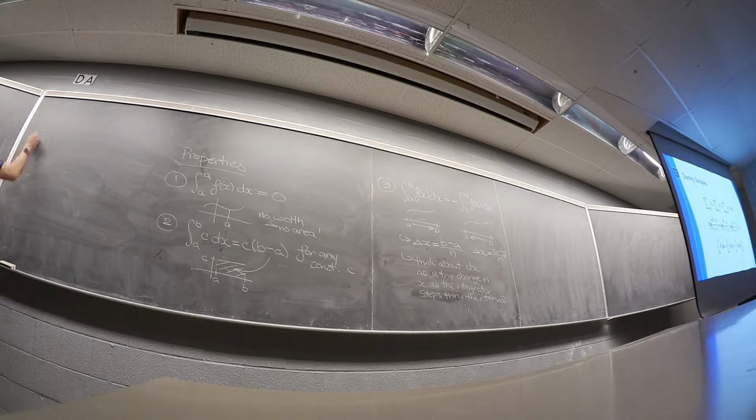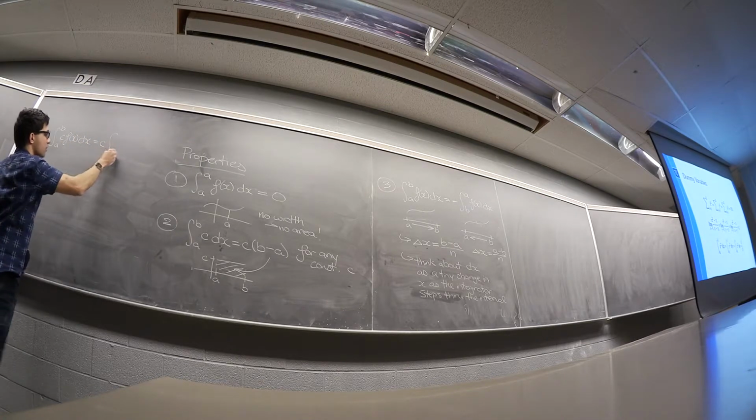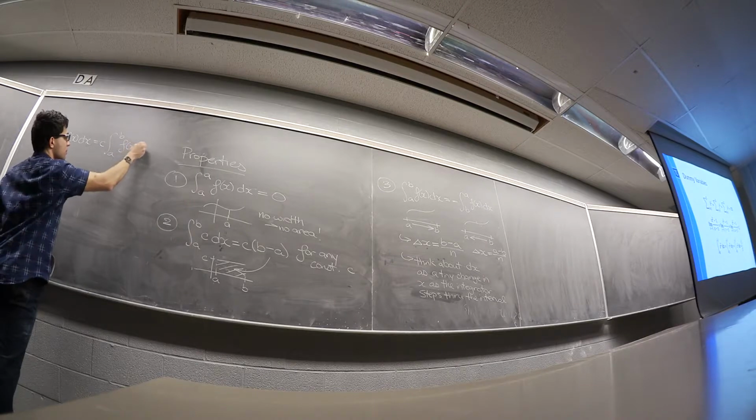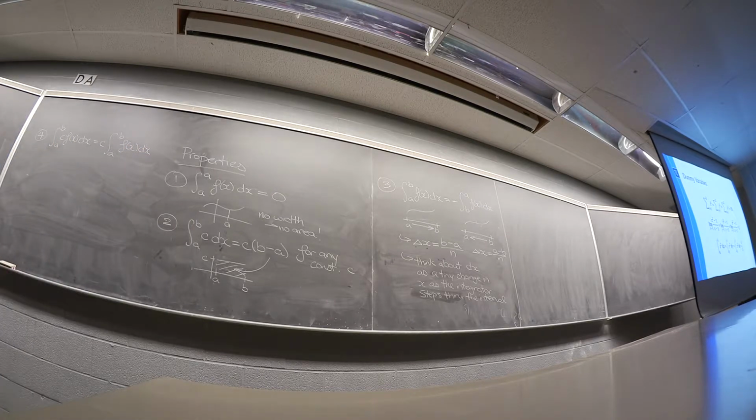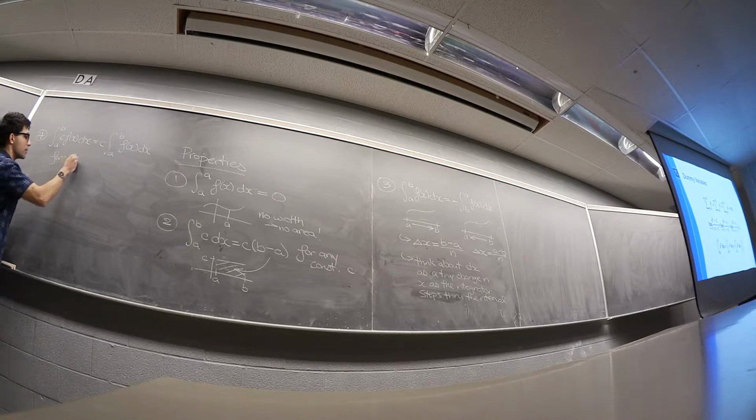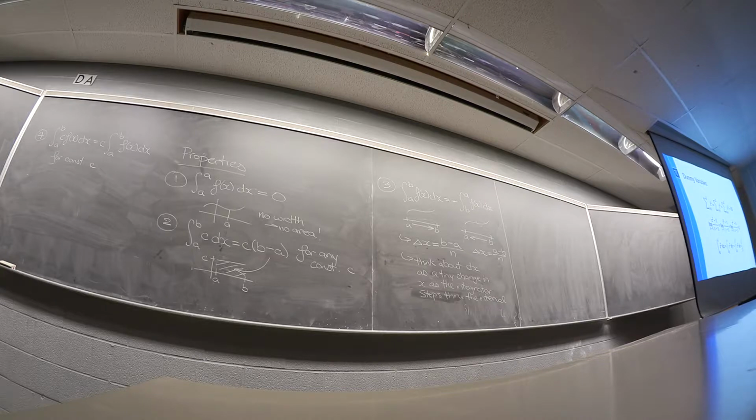Now property 4. The integral from a to b of c times f is equal to, guess what, c times the integral. We see that all the time, and we see it here too, for any constant c. You can pull the constant out and then figure out the integral, the constant again being something that has nothing to do with the variable of integration.